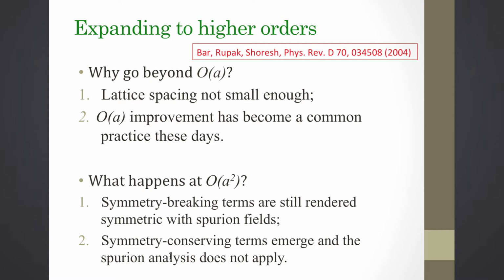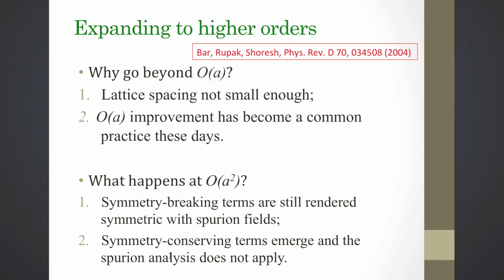The second reason is that, as I mentioned, order a improvement has already become a common practice for lattice calculations these days. So the leading error is order a squared for the lattice simulations. For our WChPT approach to be of practical use, we have to go beyond order a and incorporate the corrections at order a squared. Then, what will happen at order a squared?